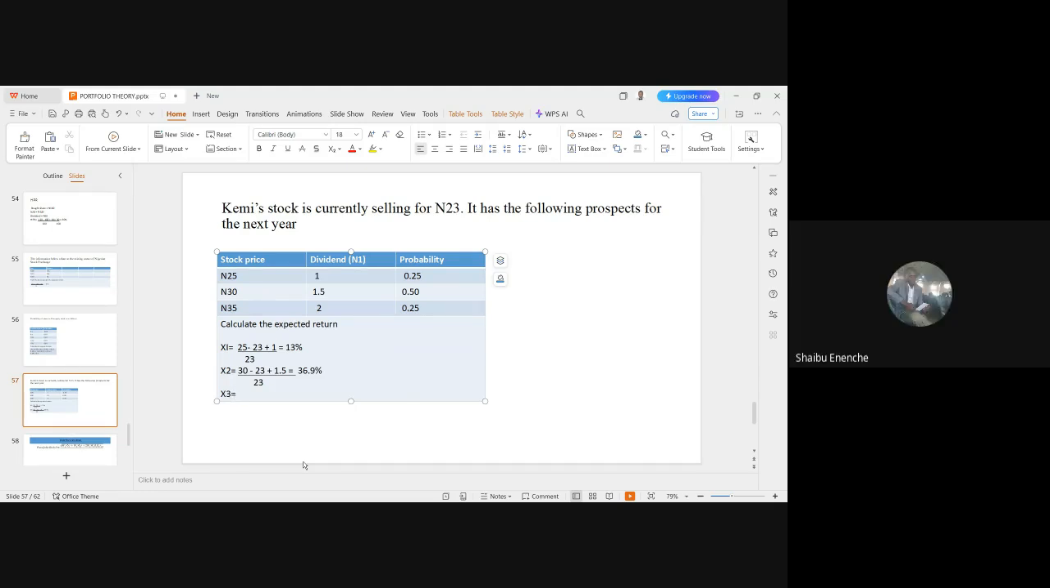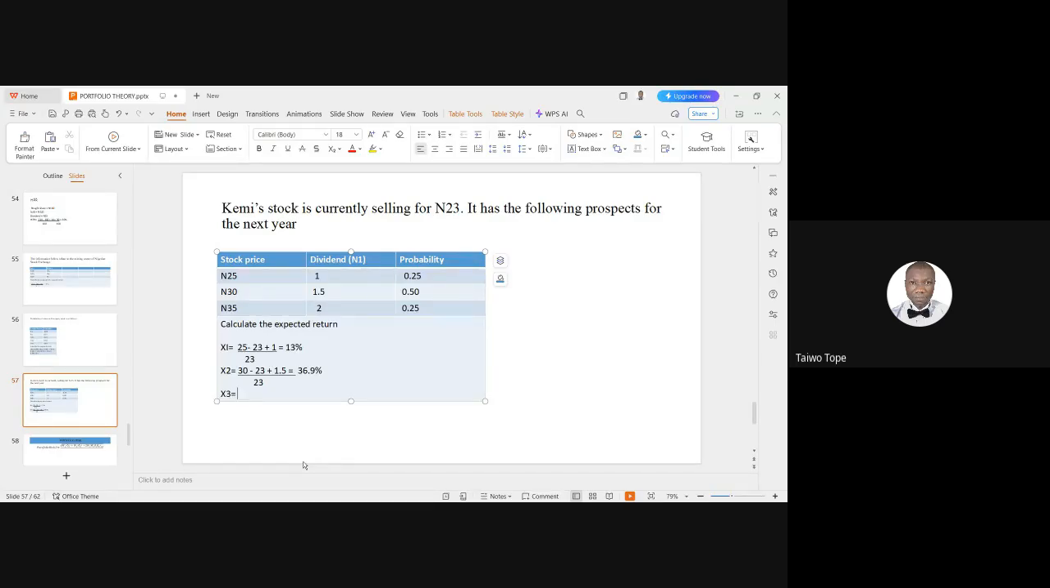My question is, in a situation whereby the selling price is higher than the stock price, are we going to do the same way you are doing or another way around? No, it will be the same way. It will be negative. Don't worry, when time permits us today, you will see different scenarios.